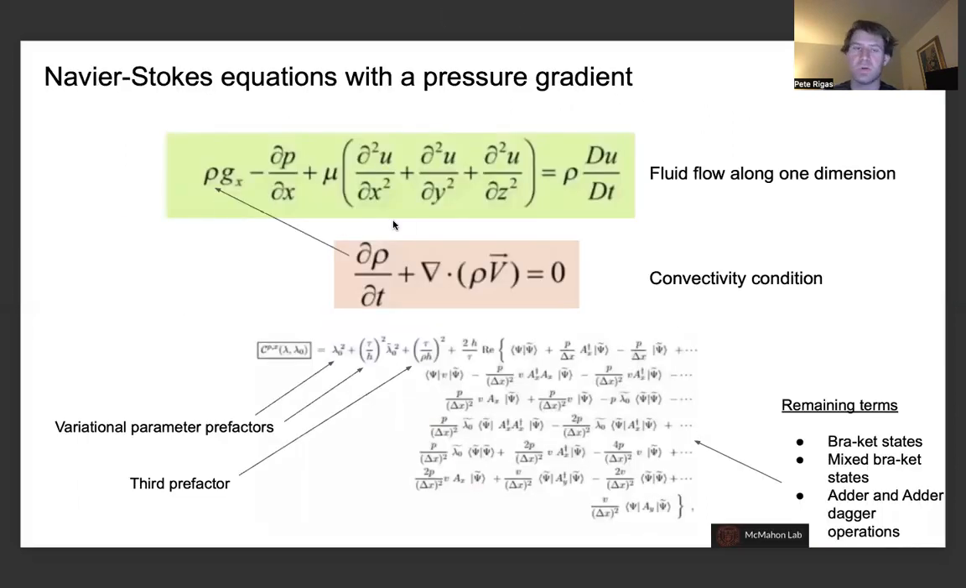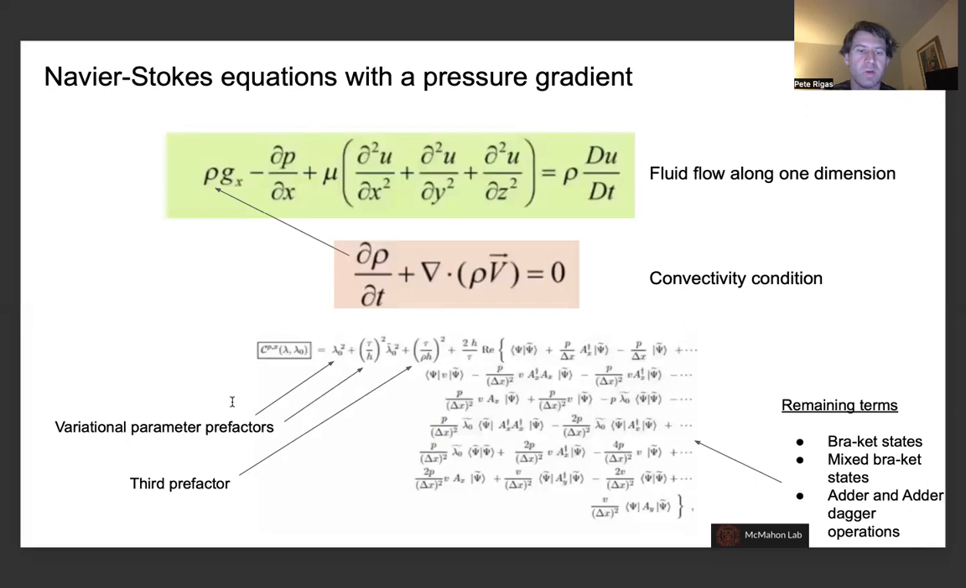And for the Navier-Stokes equation, this is the first partial differential equation that we're interested in applying the variational quantum algorithm to. We can look at this partial differential equation with a pressure gradient, in which we have the fluid flow along one dimension, in which the time derivative of the solution U is dependent on a Laplacian term, in addition to a pressure gradient term, in addition to a rho times g of x term, in which we can enforce the convectivity condition on the term rho that appears on the left-hand side, in addition to on the right-hand side of the Navier-Stokes equations, by stipulating that the time derivative of rho plus the gradient of this vector term vanishes.